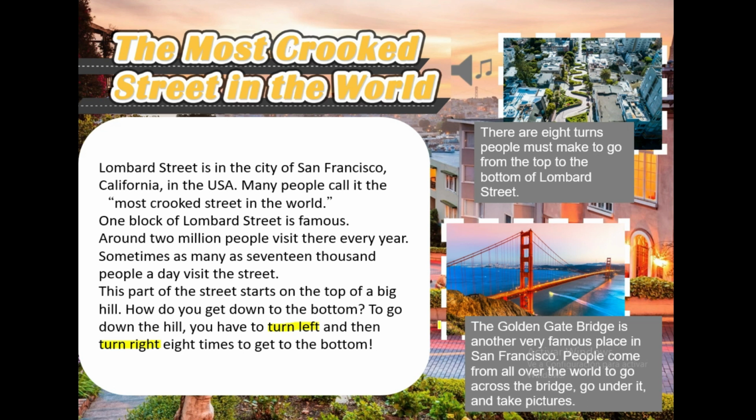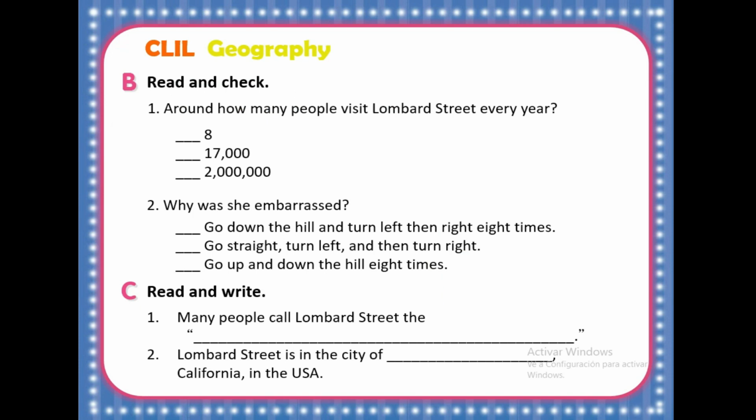Ok, ahora sí, chicos, pasemos a la página 55, page 55. And we have a comprehension. Esta es la comprensión de lectura. Exercise B. Read and check. Number 1. Around how many people visit Lombard Street every day? Según lo que nosotros leímos, ¿qué cantidad de personas es la que visita todos los días de Lombard Street? Hacen un chequecito en la opción correcta.